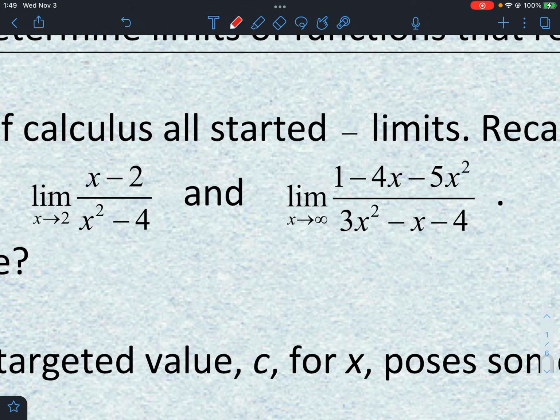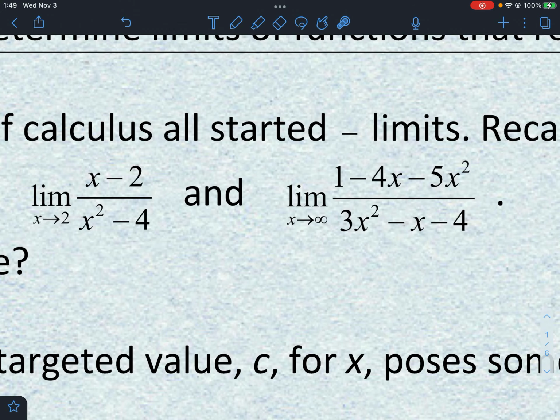Okay? With all limits, the first thing you want to attempt is to put the c value, so in this case the c value is 2, in this case the c value is infinity, directly in for x and see if you can get a value back. Sometimes that works right away, sometimes it doesn't. In both of the cases above, it's simply not going to give us a numeric value.